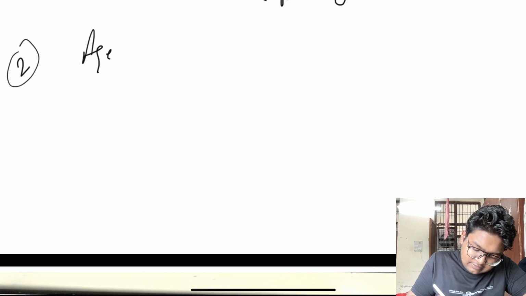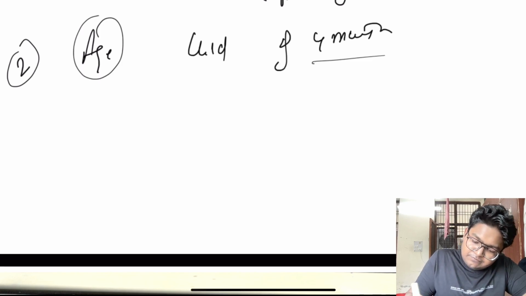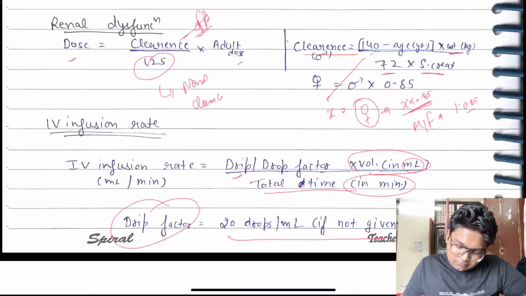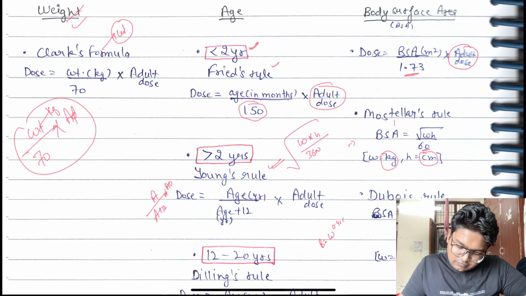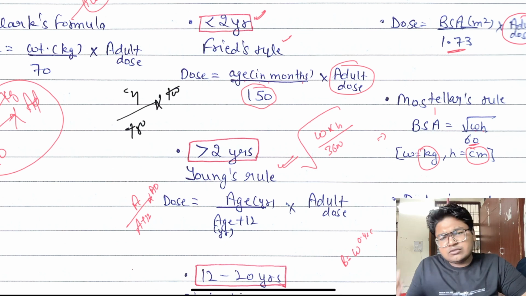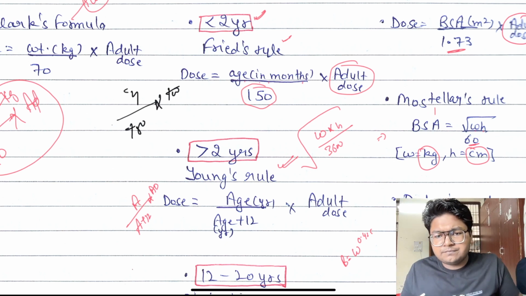Okay. The second question can be like age, a child of 4 months. So we will go for Fried's formula. Fried's formula: 4 months upon 150 into 100. Just solve it like this. Whatever is given, just put the formula, solve it. Done. Thank you guys.